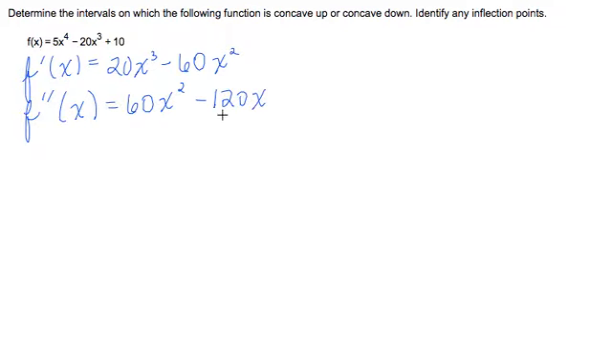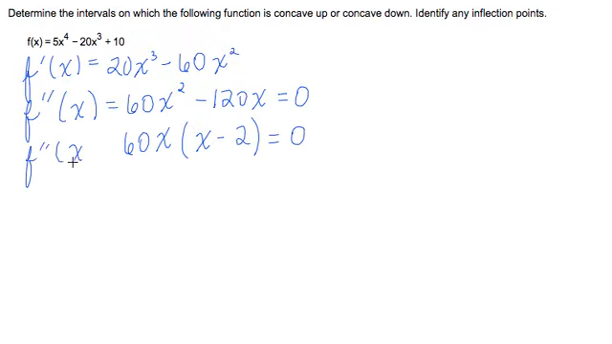Simple polynomial, so it exists everywhere, so we set it equal to 0 and solve. I'm going to take out a 60x, which will leave me with x minus 2. Okay, that right there is the factored version of the second derivative. So I'm going to box that. I'll come back to that when I test concavity.